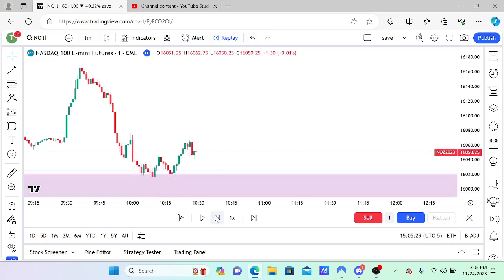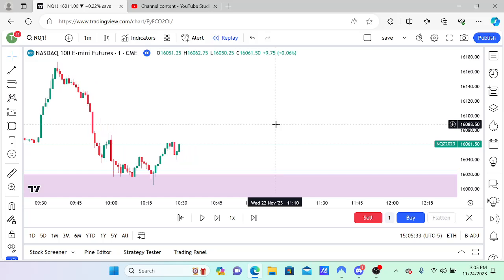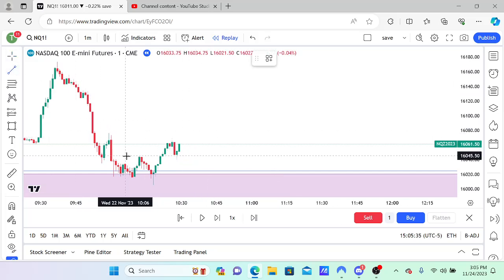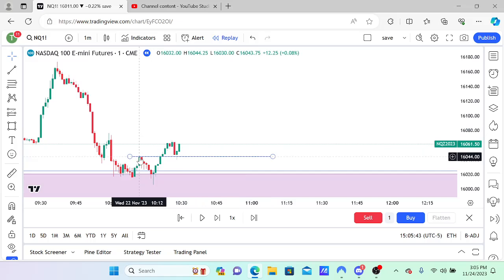Now it pulls back. And what does it test on that pullback? This right here, guys, is your breaker block. The old high is your breaker block. Boom. There's your entry right there. That is the breaker block. It puts in the high, it makes the turtle soup low, and it has a reversal that cracks that high.